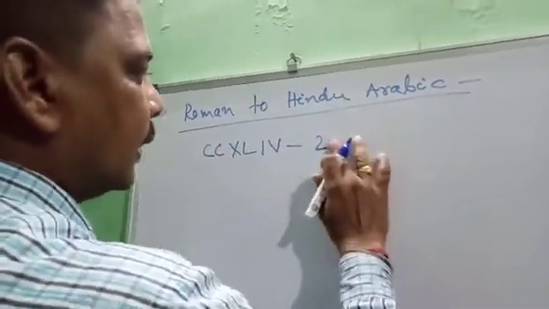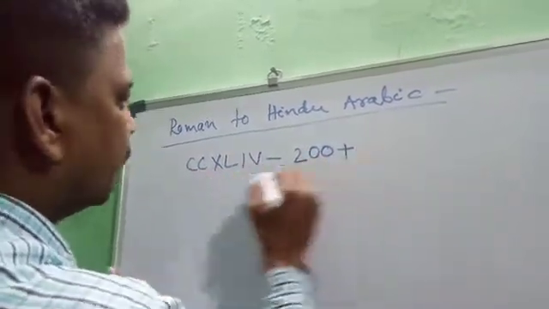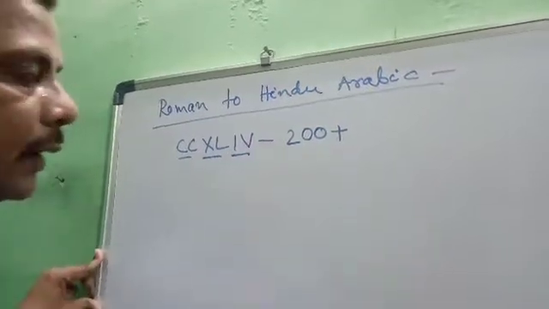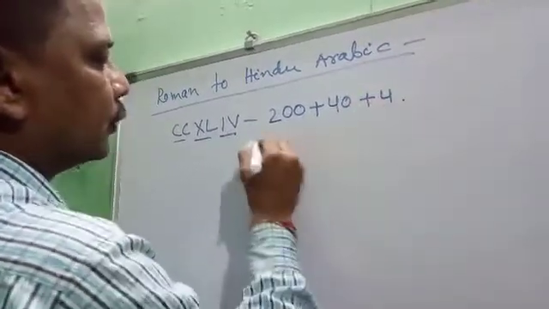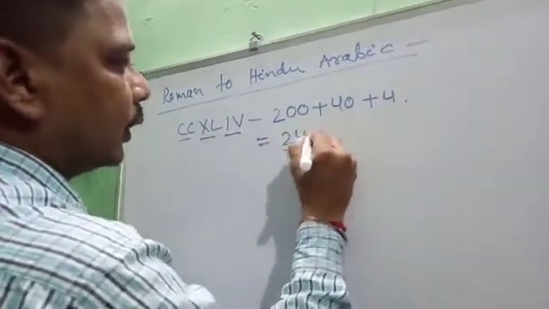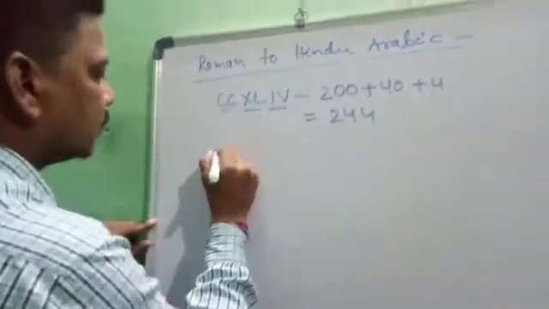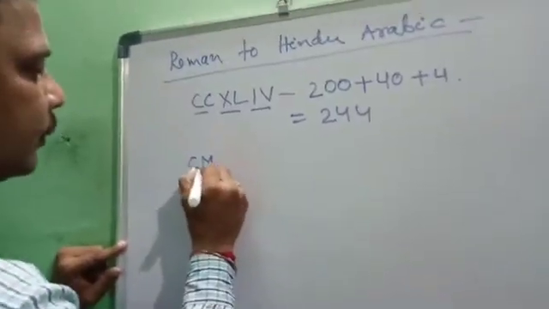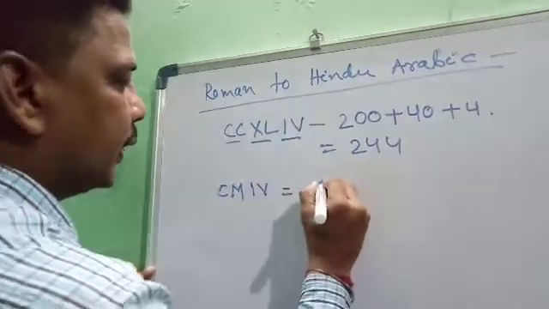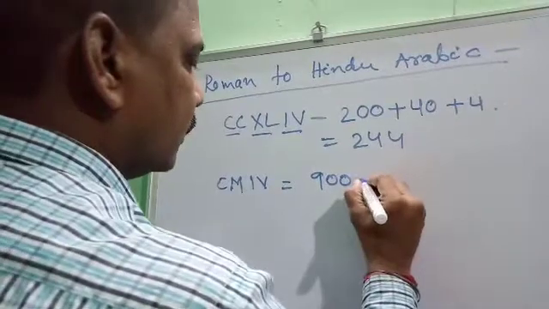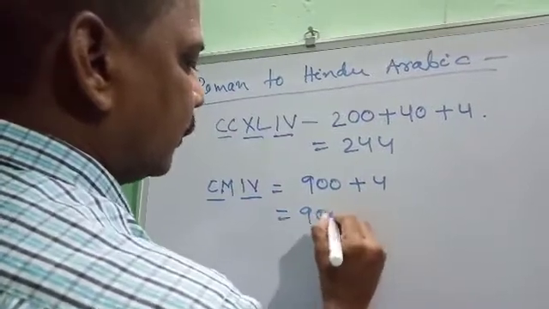Or you can write like this also. 200 plus XL, you can group these letters. XL means 40 and IV means 4. So add all the numbers: 244. Okay. Suppose CM IV. CM means 900 and IV means 4. So 904.